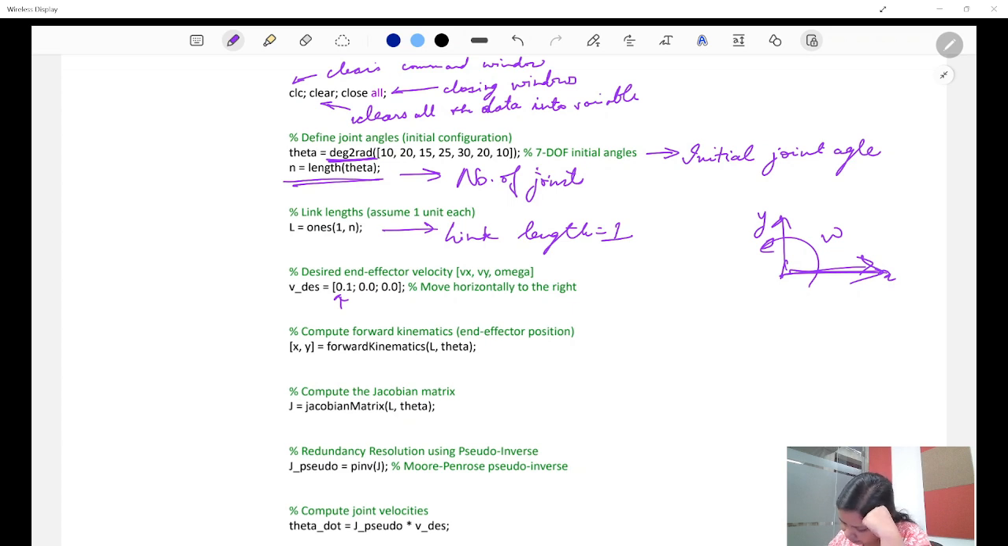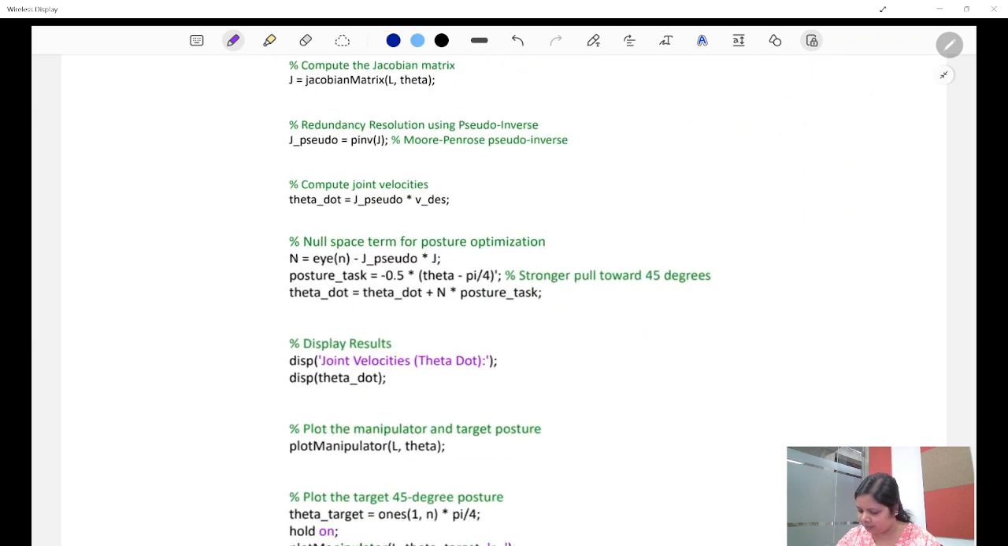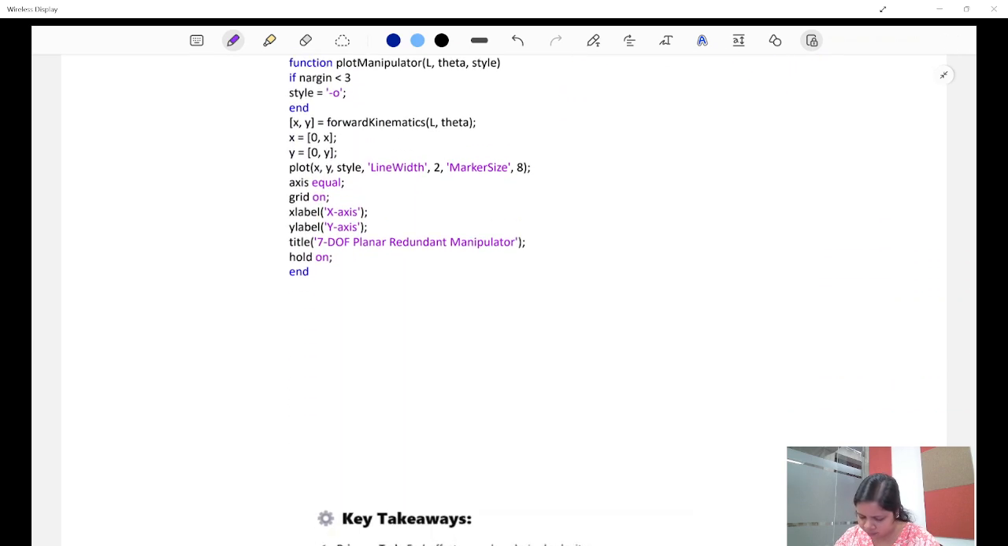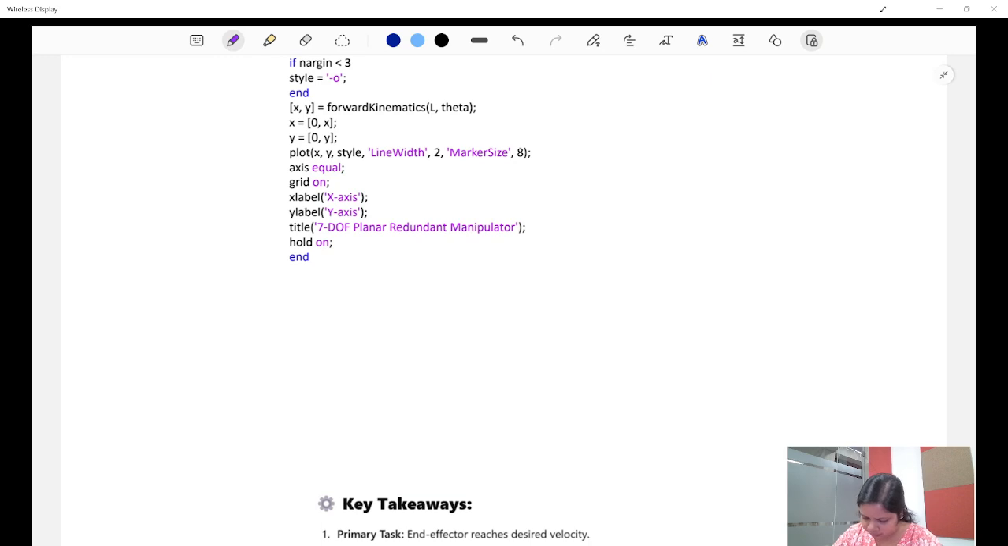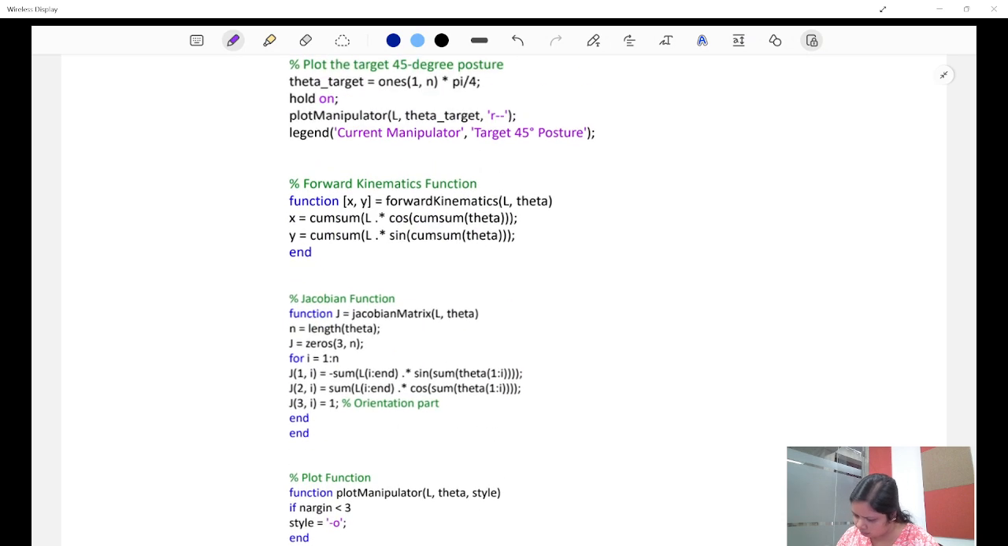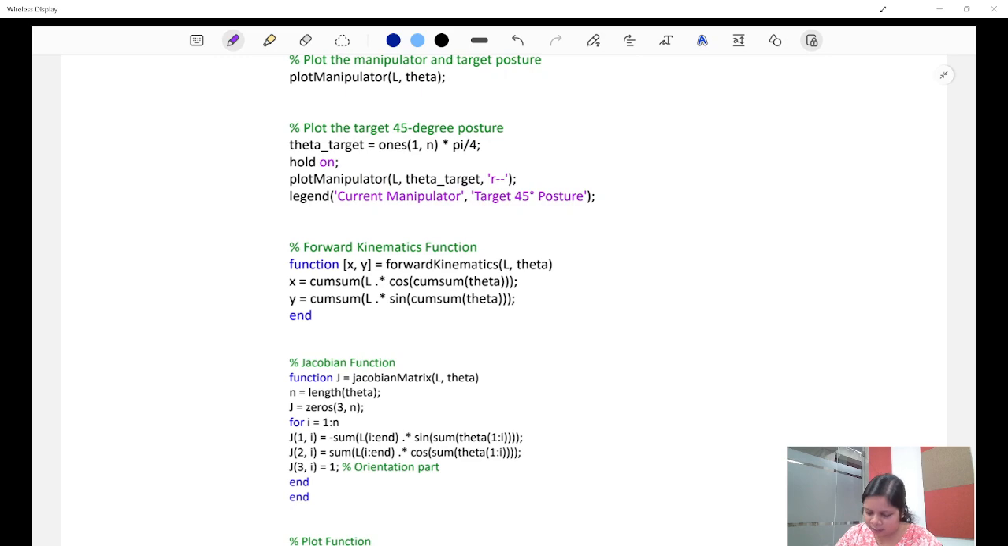Then what we do is try to calculate the forward kinematics. So forward kinematics takes the arguments L and theta and gives me x and y. So take the link length, take theta, whatever theta is there, and give me x and y. That is all calculated from forward kinematics. I think I'll come to forward kinematics first before going elsewhere. So this is the forward kinematics function.